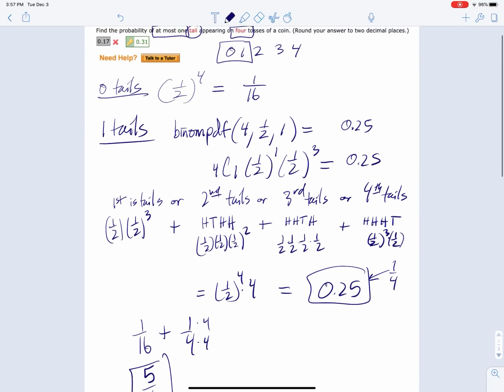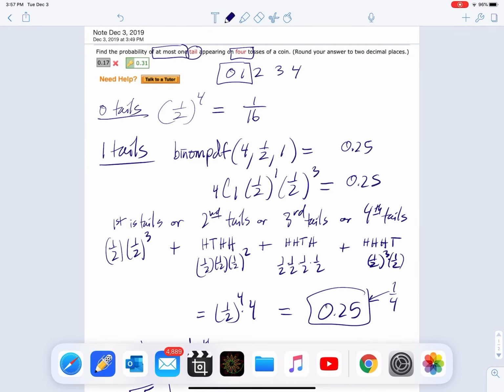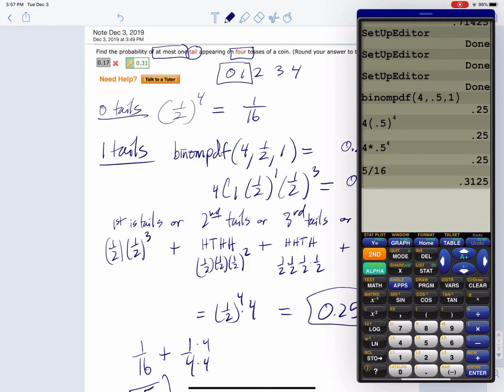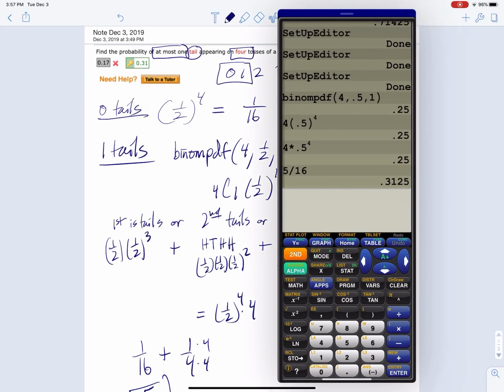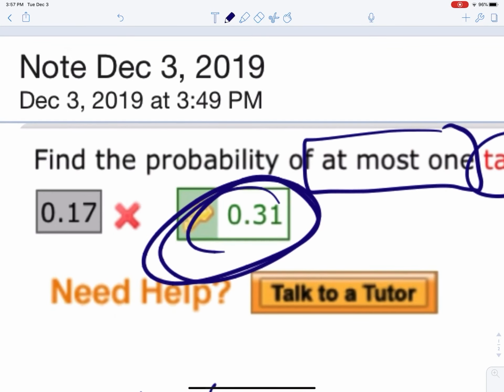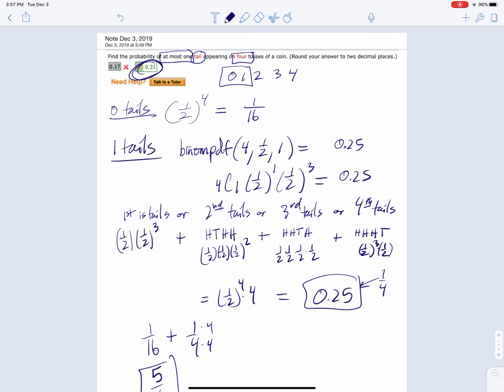So that's the answer, 5/16, which is 0.31, which is their answer. Round your answer to 2 decimal places, so 0.31. That's the answer, 0.31. Okay? So, there you have it.